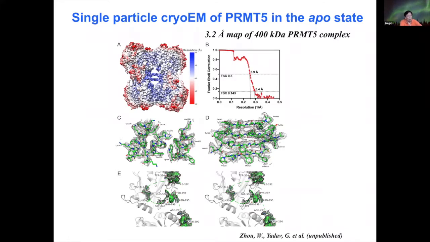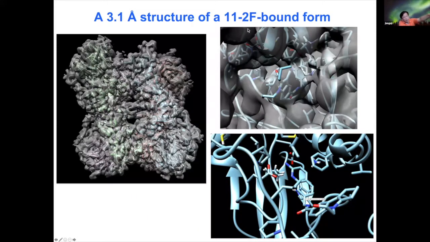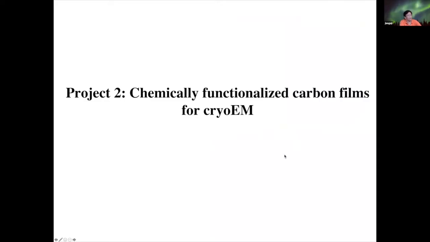As you can see, this flexible loop is actually quite flexible in the apo state. But once we resolved the compound bound form, the one in the middle, 11-2F, we can actually see that the flexible loop here is actually much better ordered. This is the flexible loop, which is ordered after the compound is bound to the active site. We are actively using this information to optimize this compound.